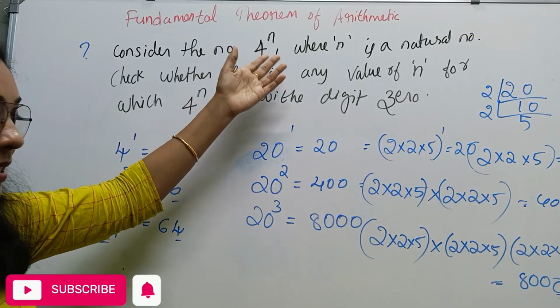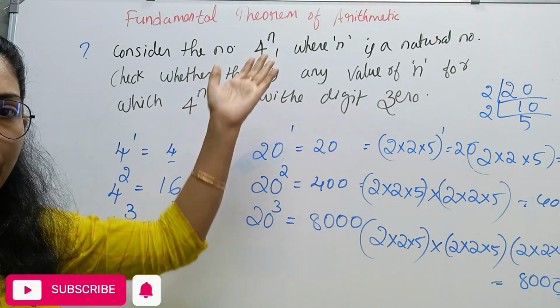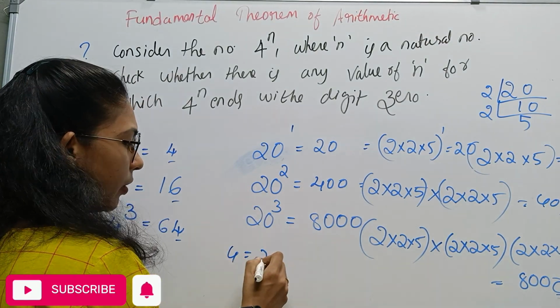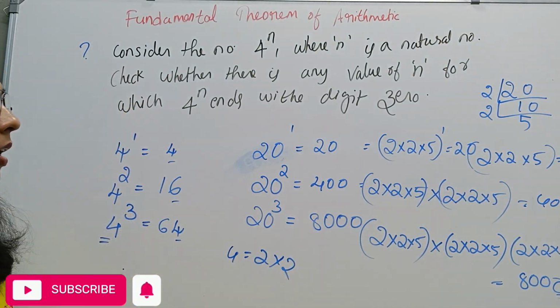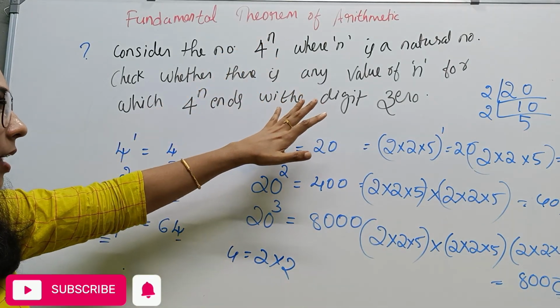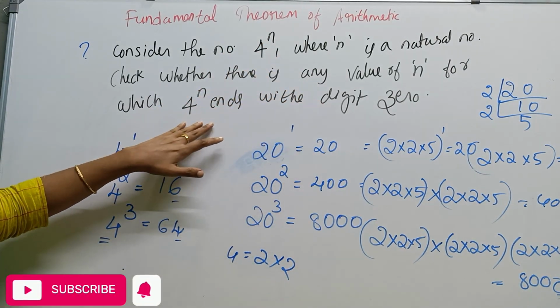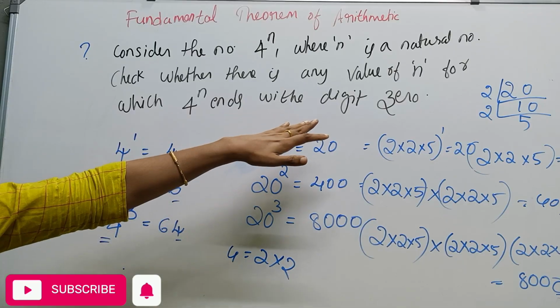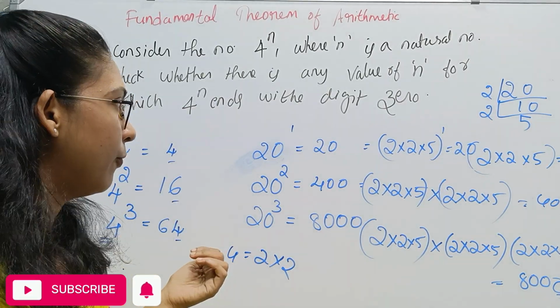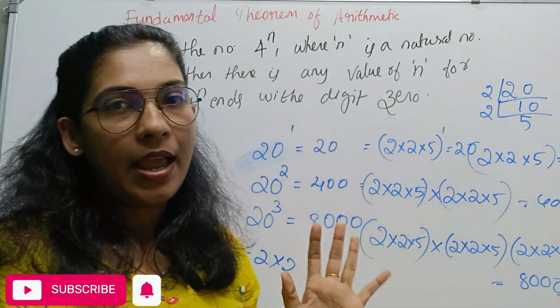Okay, in this question it is 4 to the power n. What are the factors of 4? It is always 2. So by considering this number, we can say that for any value of n, it will never end with the digit 0. Okay, hope it is clear for you. So this is the answer.